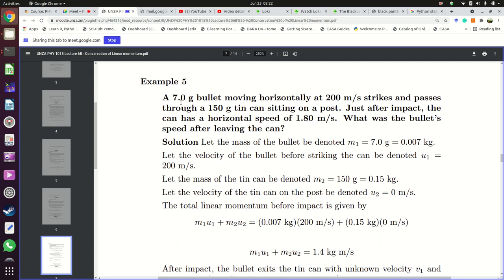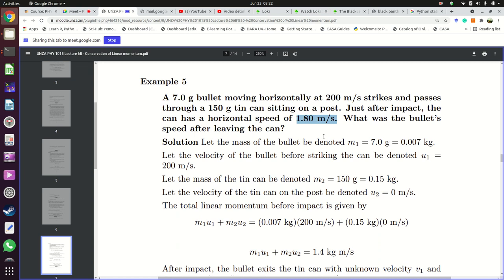Now, the bullet has got a mass, which is 7 grams, and it's moving with a velocity of 200 meters per second when it comes out of the gun. So the bullet has got momentum. The can itself has got a mass of 150 grams, and it's seated on a post, so its velocity is 0 meters per second. So the can does not have any motion before it's hit by the bullet. After it's hit by the bullet, we are told that the can speeds off with a speed of 1.8 meters per second. So after being hit by the bullet, the can now has some velocity, 1.8 meters per second, and we are being asked to find the velocity with which the bullet leaves the can.